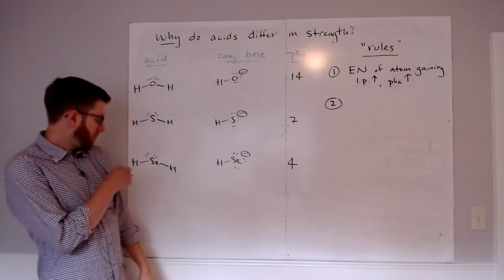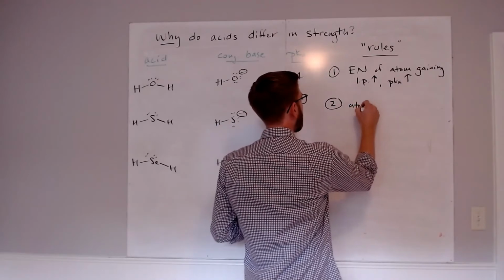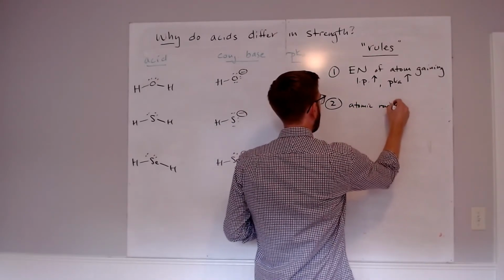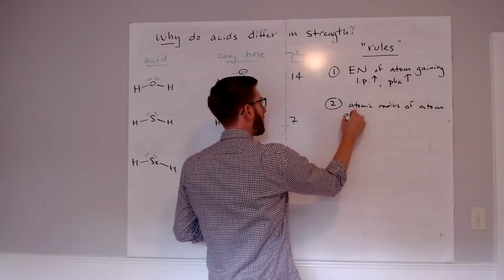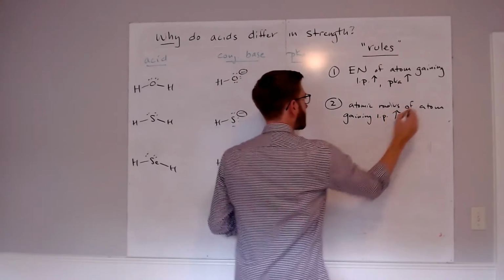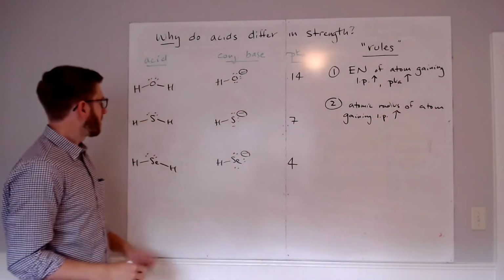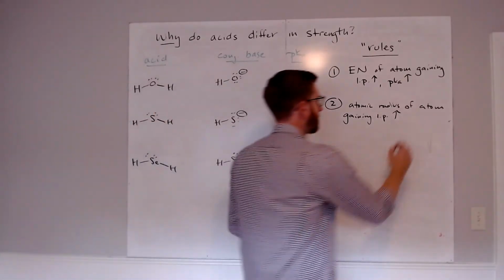So we could say something like: the atomic radius of the atom gaining a lone pair, as that radius goes up, whereas selenium would be the largest, then our pKa apparently goes down.